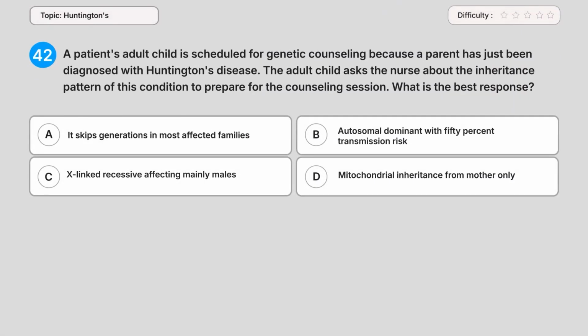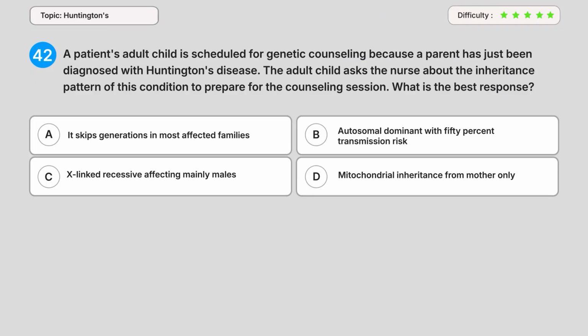Question 42. A patient's adult child is scheduled for genetic counseling because a parent has just been diagnosed with Huntington's disease. The adult child asks the nurse about the inheritance pattern of this condition to prepare for the counseling session. What is the best response?